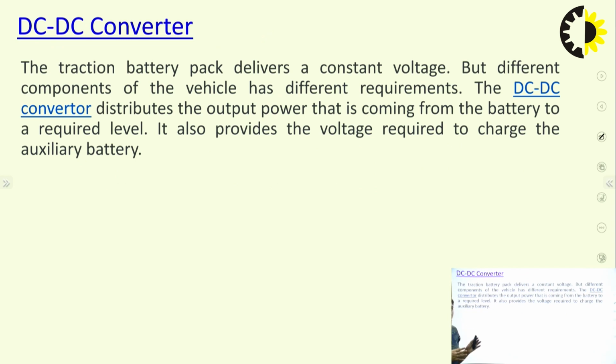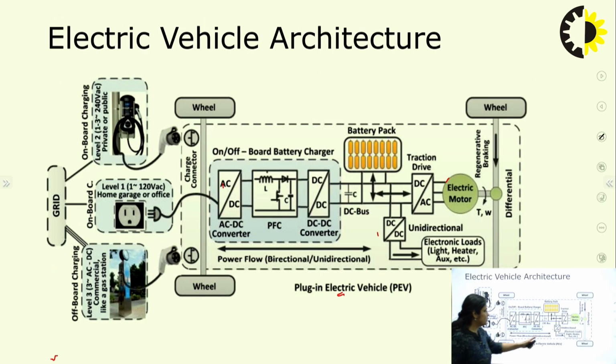And a DC to DC converter is also required for this. It's also a very important component in the vehicle, because the battery pack delivers a constant voltage, but different components of the vehicle have different requirements. So as I said, one DC to DC converter is here to provide the supply to the motor as required. So it must be a DC to DC boost converter, and this other must be a DC to DC low-voltage converter, like a buck converter. So it provides the low voltage to this.